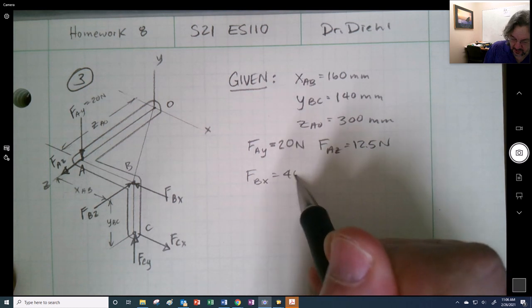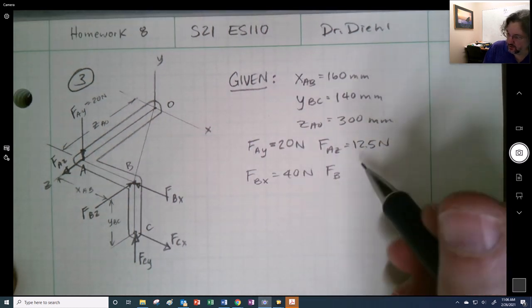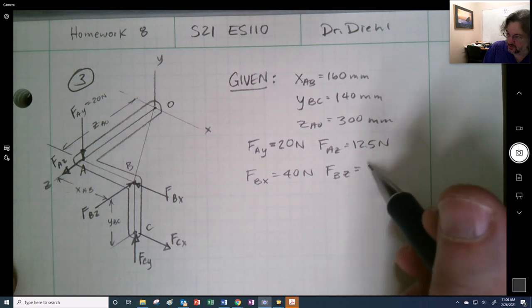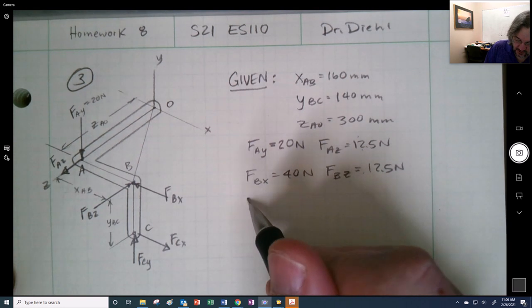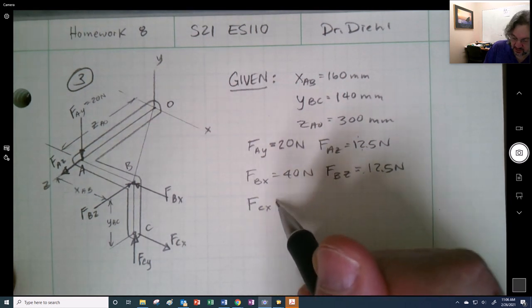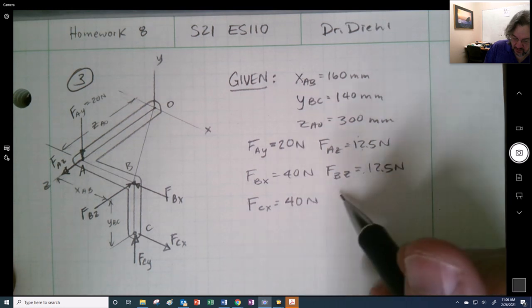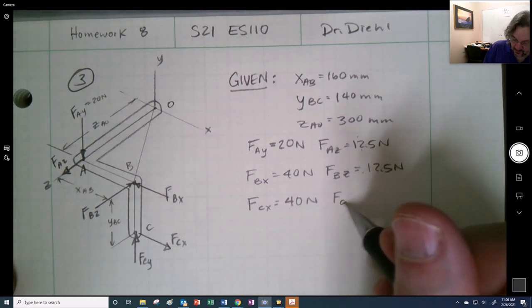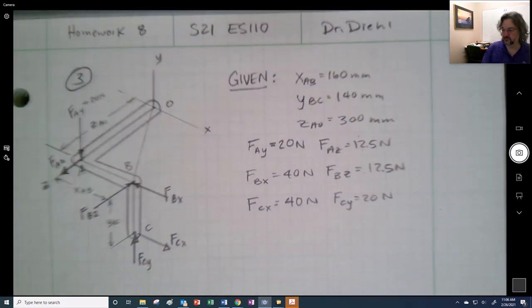FBX is 40. FBZ is 12.5 newtons. You can see that those two are going to be partners, right? And then FCX is 40 newtons. You can see those two are partners. And then lastly, FCY is 20 newtons, and those two are partners, right?